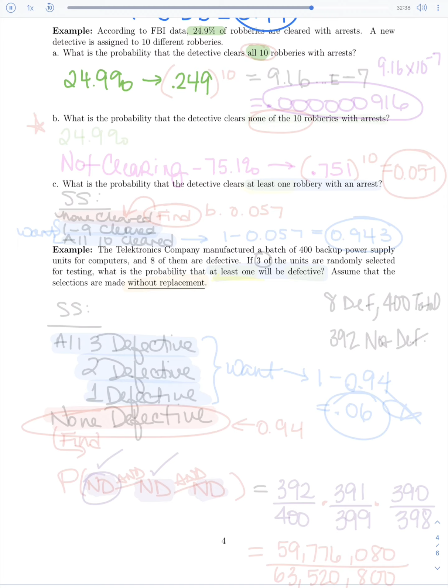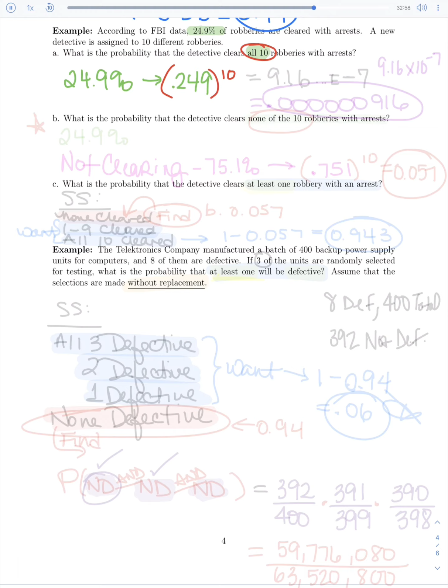Then to make sure that it's happening for not just one, which is what the 0.249 alone is, but to include all 10, we're going to raise it to the 10th power, making sure that we have 10 of these 0.249s multiplied together. So we take our 0.249 and raise it to the 10th power.